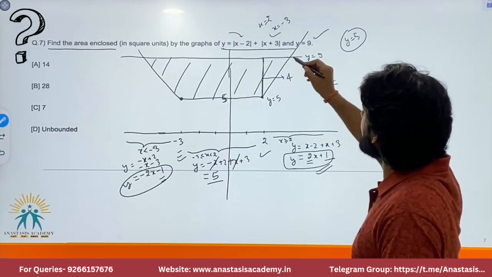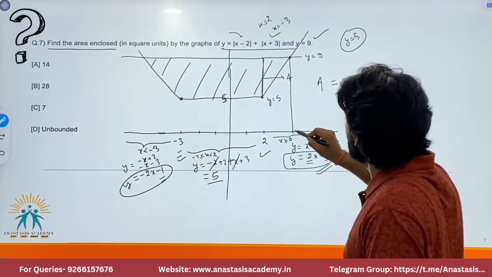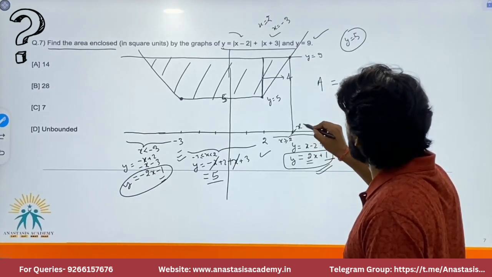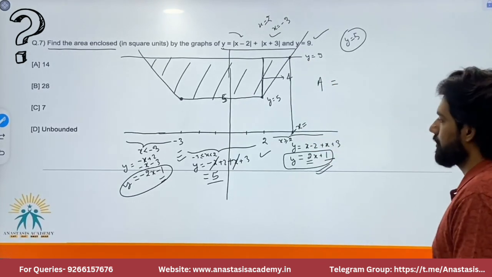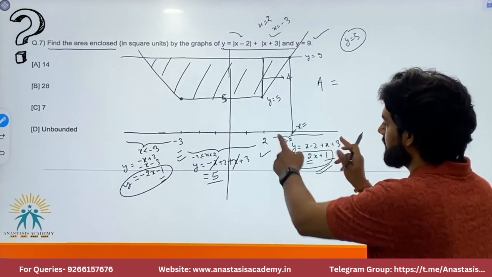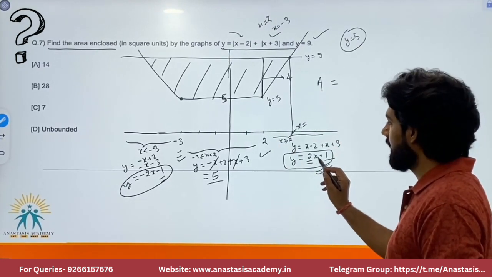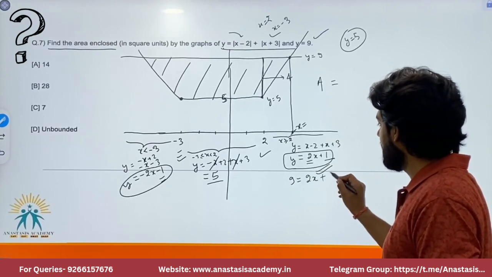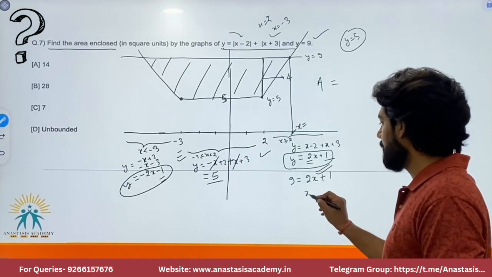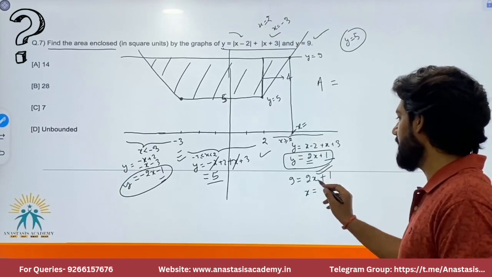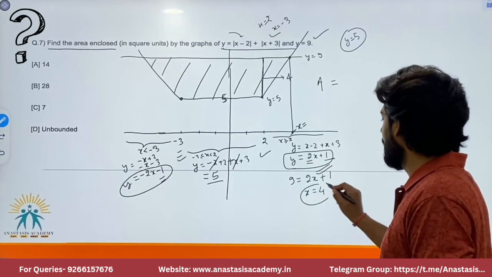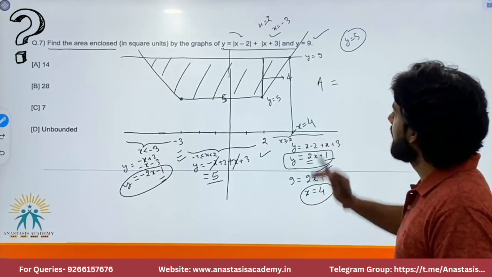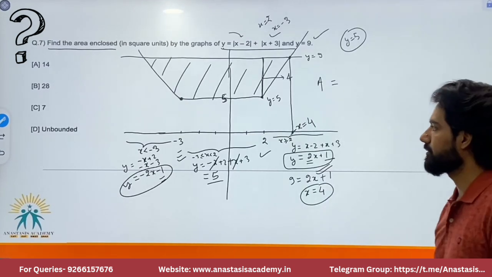For what value of x does y take the value 9? In this range, y is equal to 2x plus 1. Taking y as 9, I can get the value of x. 2x plus 1 is 9, so from here x comes out to be 4. So for x equal to 4, y takes the value 9.